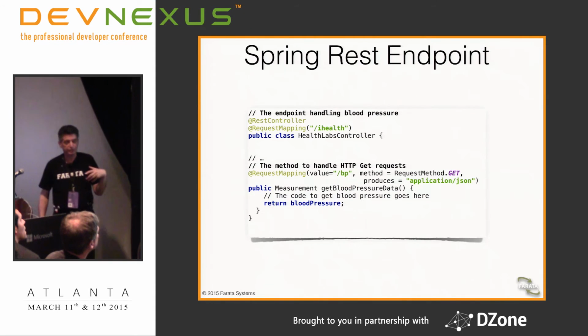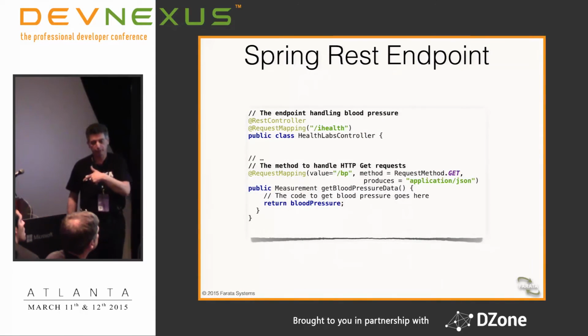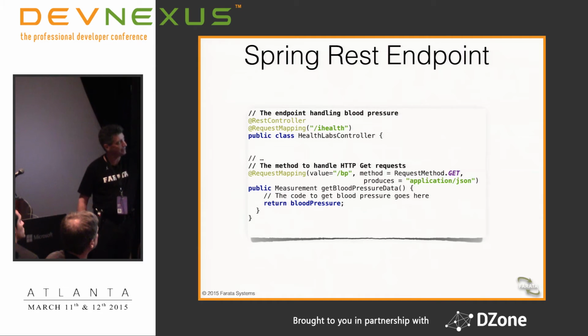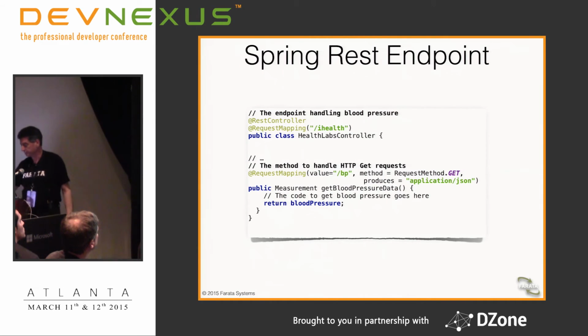In Spring, it's pretty similar. In this case, we've been using the Spring Framework, but it's pretty similar. You create a class, you annotate it with RestController, RequestMapping iHealth, then you annotate some method to process GET requests, and if the URL has BP, the rest is the same. So very similar and pretty simple these days.